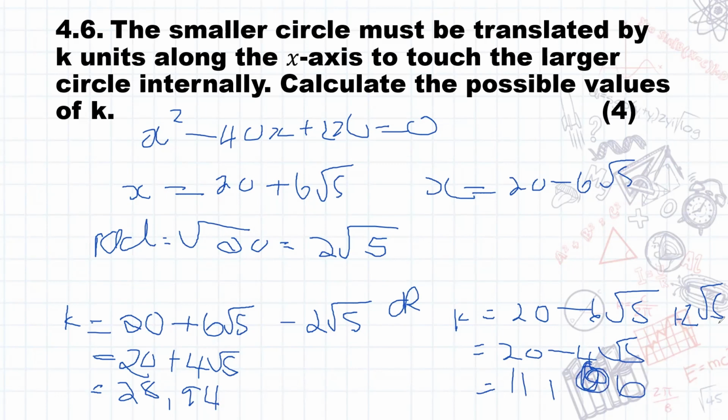All right, guys. So that is probably the most complicated version of this. And so your marks here will be finding your x-intercepts over here, and then finding the radius of the smaller circle, and then your final answers over here and over here. So that's your k value that it could possibly be.